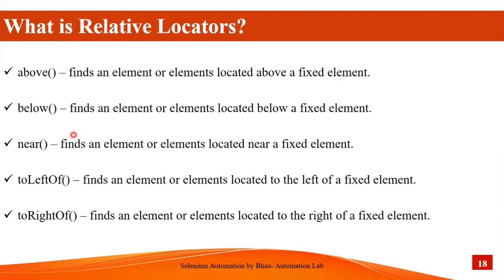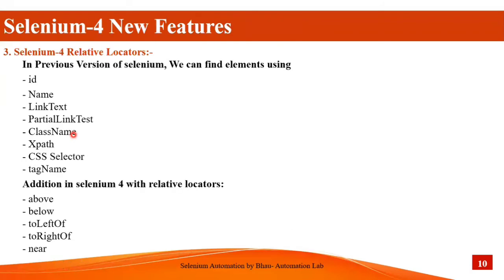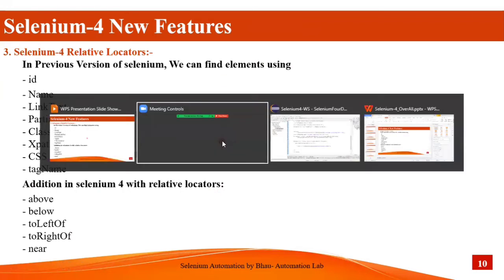The advantage of Selenium 4, as we have already seen in previous sessions: in previous versions of Selenium, we can find the elements using ID, name, link text, partial link text, class name, XPath, CSS selector, and tag name. You can use these locators as well. Plus, you can additionally use in Selenium 4 these relative locators like above, below, toLeftOf, toRightOf, and near. So let's try to learn these locators practically in Eclipse.